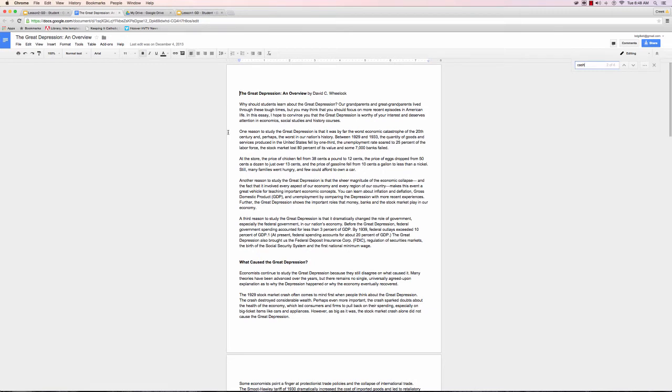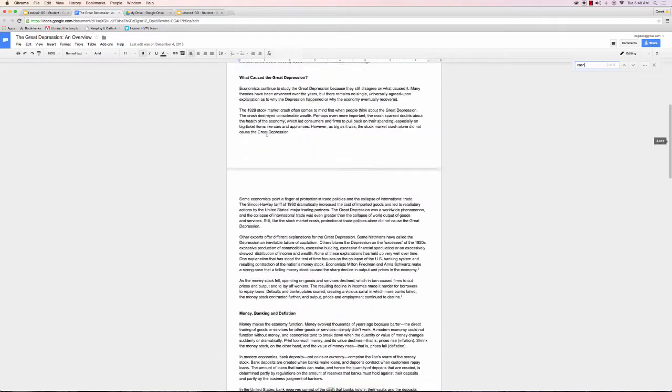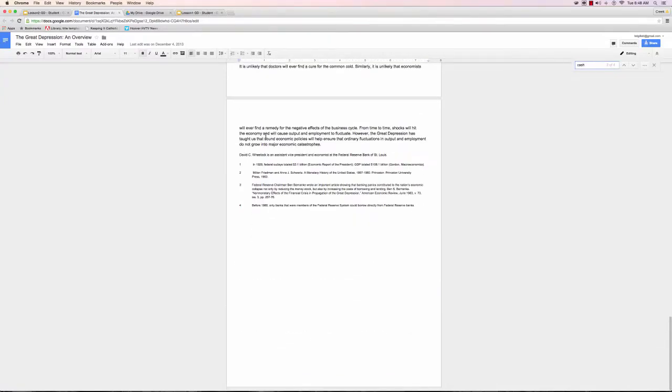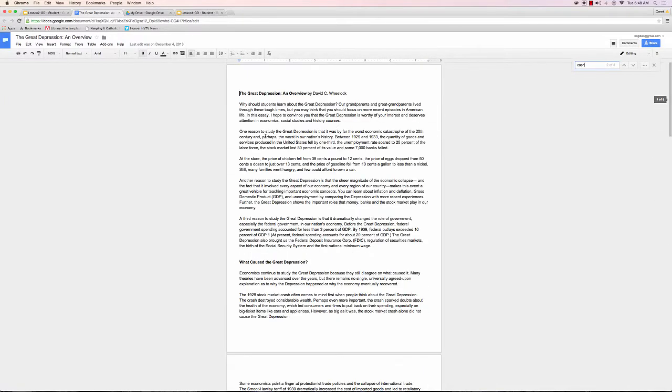All right, if you're back now, you should be done with the first part, and you should be looking at this document. This is an overview of the Great Depression. It is by an economist at the Federal Reserve. So it's written from an economic perspective. And it kind of looks at the banking system's role in the collapse of the country's economy.